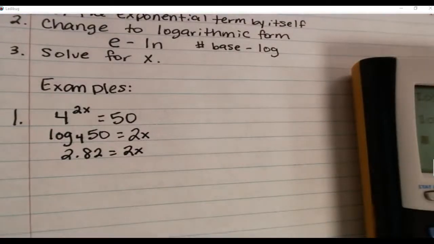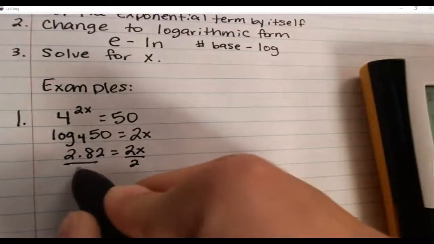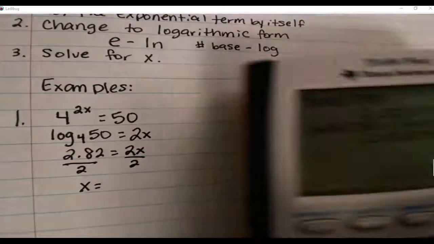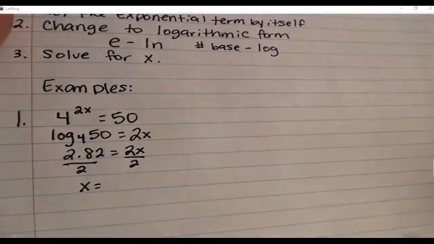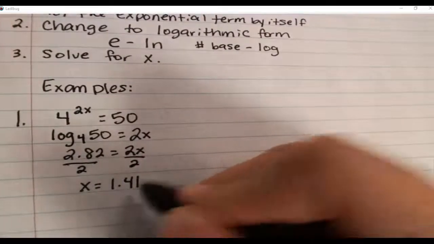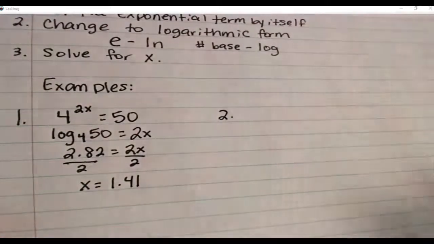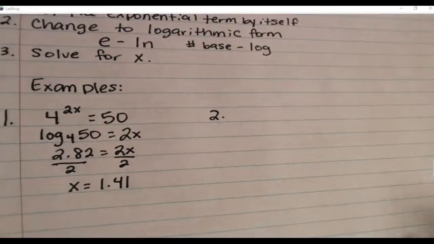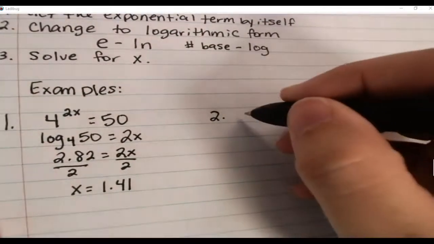And then our goal is to solve for x. So what do I need to do in order to solve for x? Good. Divide by 2. And so we get about 1.41. Questions? Alright, let's look at another one.